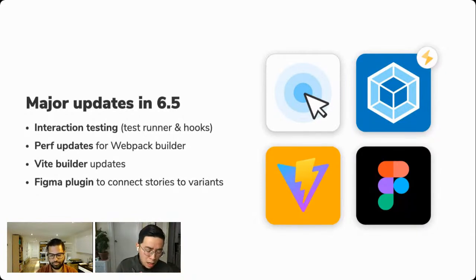In parallel, we're also working on building a pluggable builder API that supports Vite, one of the most promising tools in the front-end ecosystem lately that allows you to work with ESM modules in the browser. And finally, we're exploring the developer to design workflow with the Figma plugin. It's the official plugin from Storybook that allows you to connect stories to variants so that developers and designers can cross-reference each other's work in the same place.